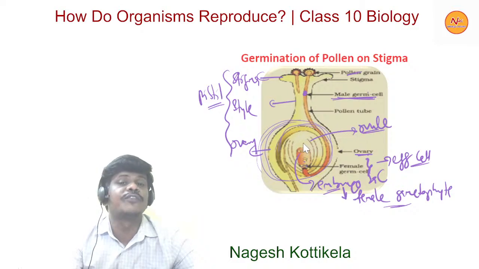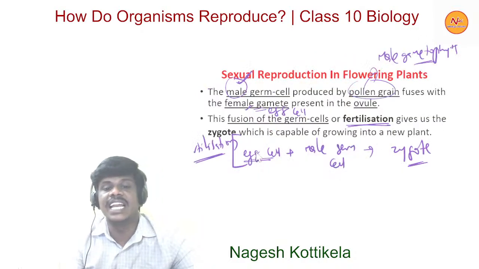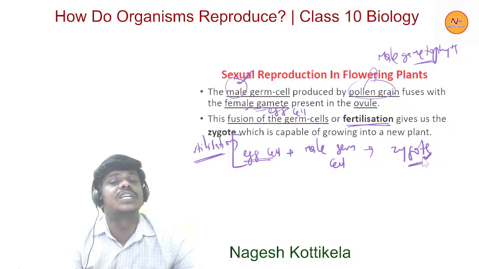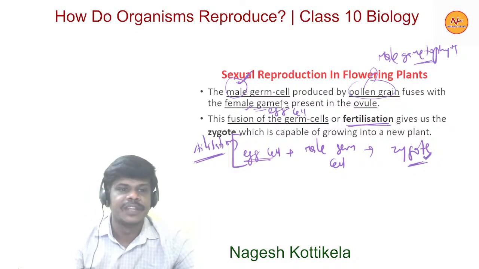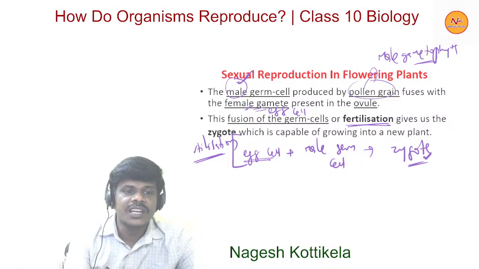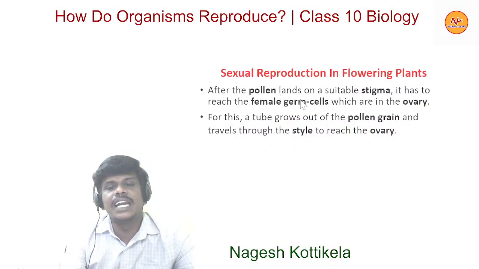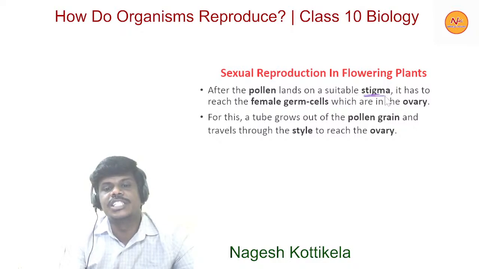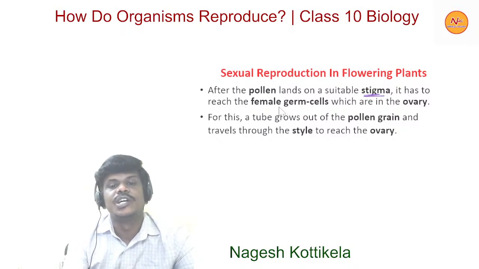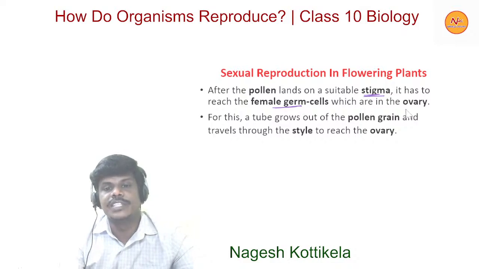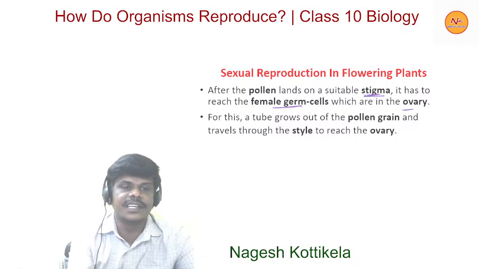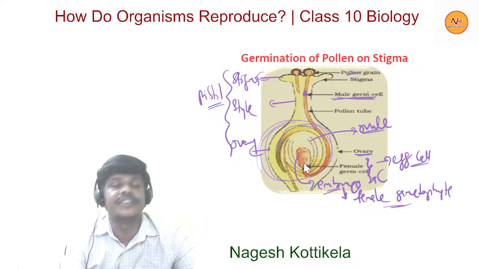So this fusion of gametes is what we call fertilization, and as a result of fertilization, the zygote is formed. Now, one more very important aspect. After the pollen lands on a suitable stigma, it has to reach the female germ cells, which are in the ovary. You can see here, this is the ovary, this is a female germ cell. So female germ cells are in the ovary.